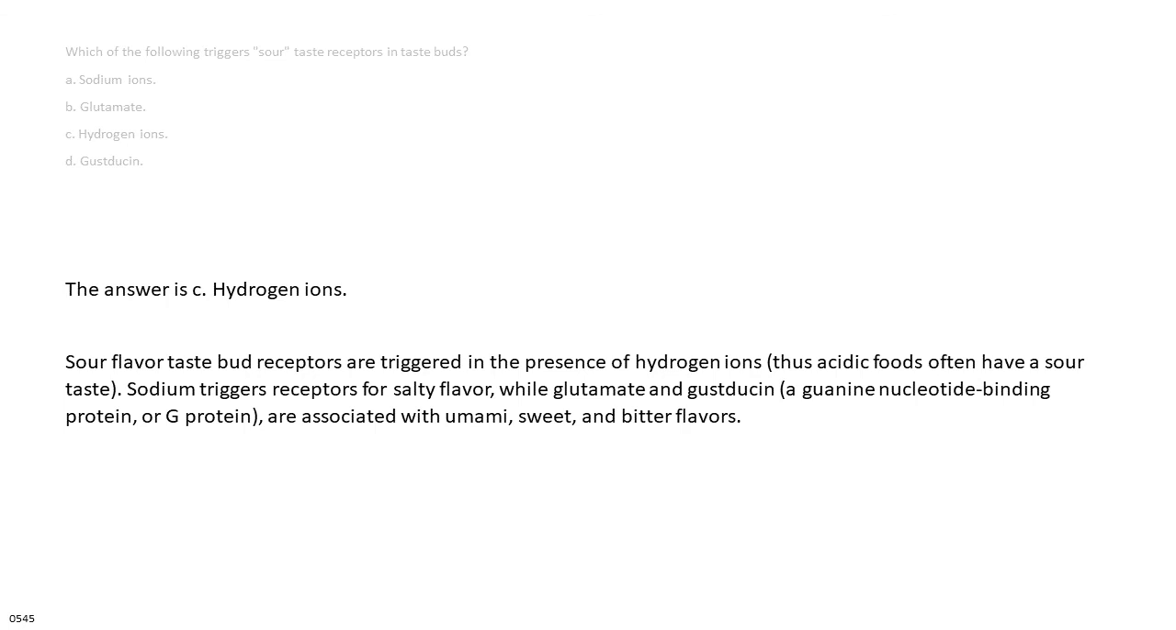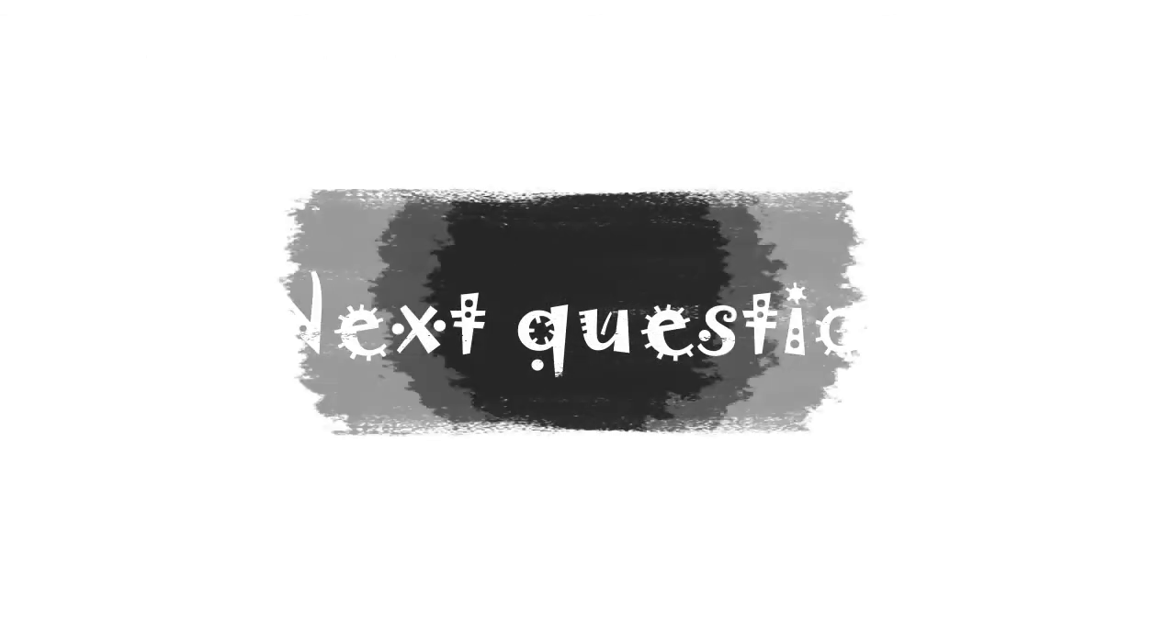Sour flavor taste bud receptors are triggered in the presence of hydrogen ions, thus acidic foods often have a sour taste. Sodium triggers receptors for salty flavor, while glutamate and gustducin, a guanine nucleotide binding protein, or G protein, are associated with umami, sweet, and bitter flavors.